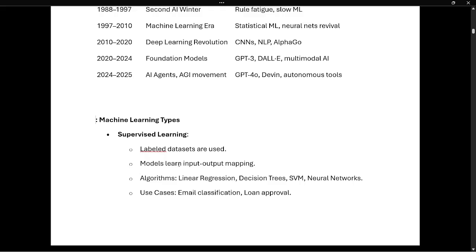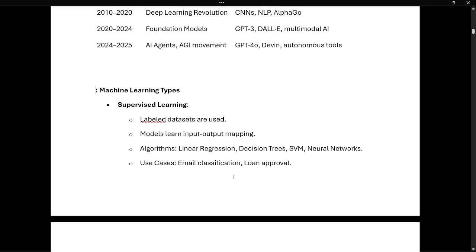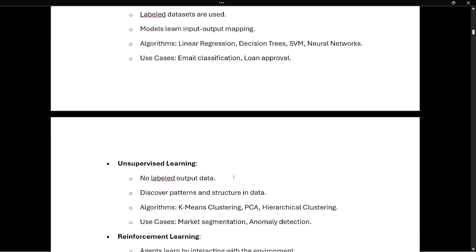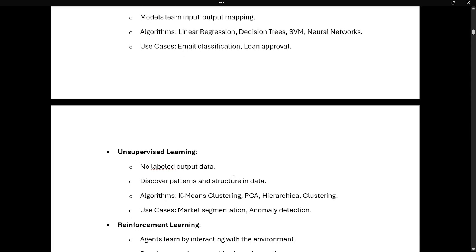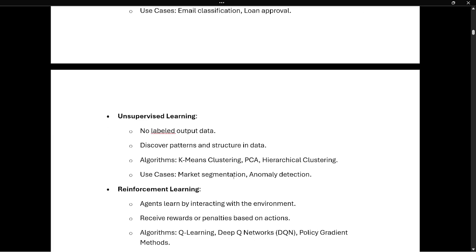So these are the supervised learning, where we are basically giving the labeled data set. Then we have the second, unsupervised learning. In unsupervised learning, we are not giving the labeled data set. We have no labeled output data; it discovers patterns and structure, like anomaly detection. Based on the pattern and structure, it will detect things like K-means clustering, PCA, hierarchical clustering. These are the examples of that. We will understand each and every algorithm in detail.